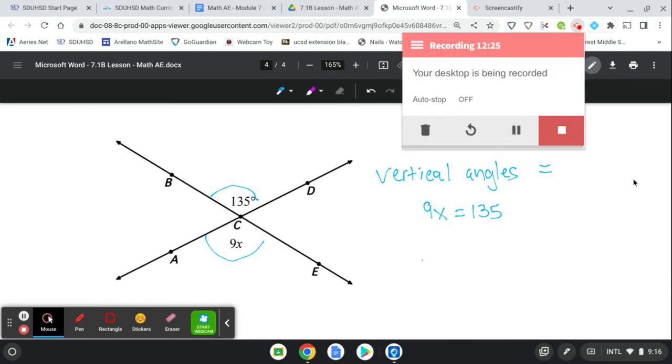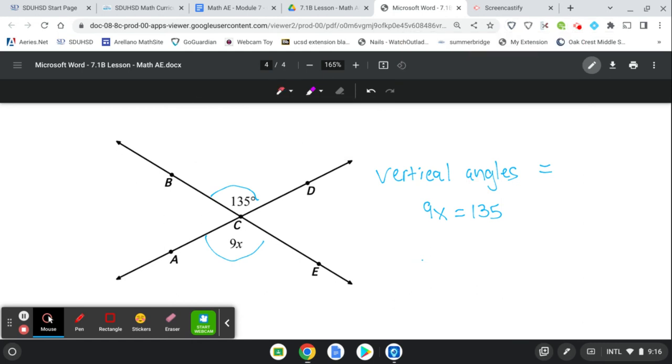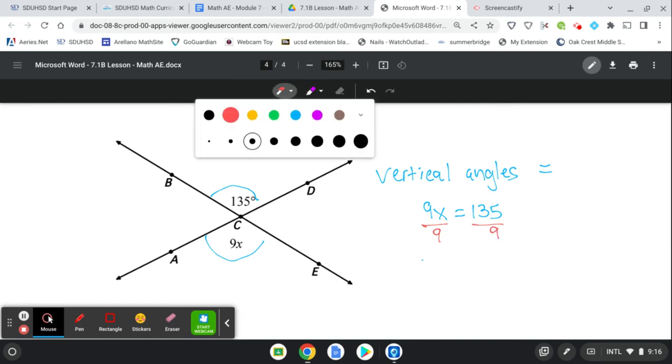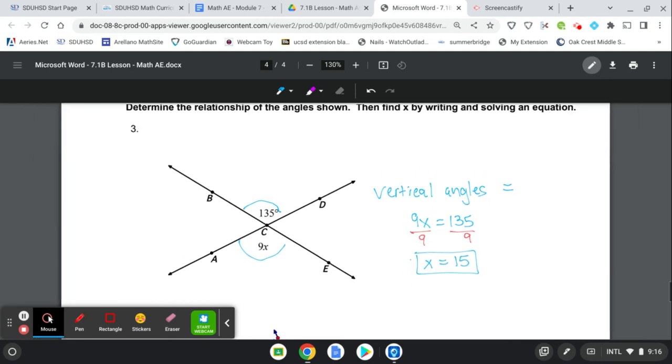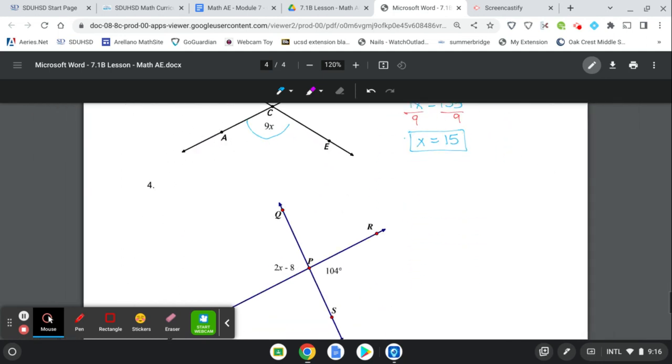Once you have your equation, you can divide both sides by 9. And then you get x equals 135 divided by 9. You can take your calculator and divide that out. You get 15. So x equals 15. That's the value of x.